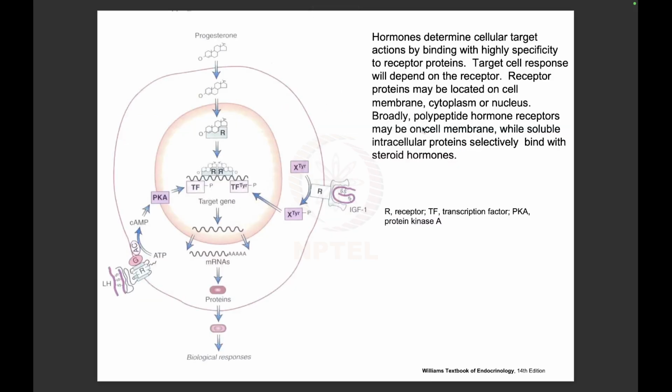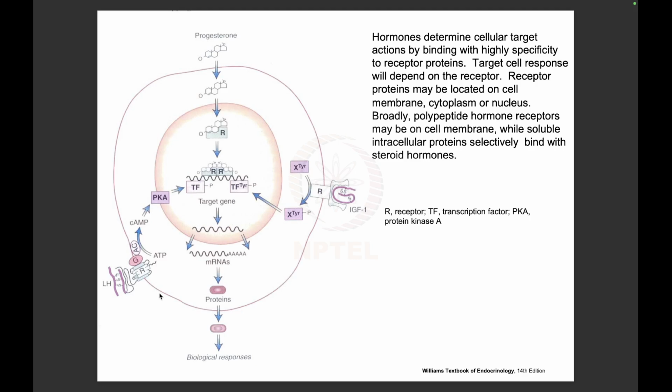Okay, so here, how are these hormones targeted to the cell? So this is a target cell. If it is a steroid hormone, it can easily cross the plasma membrane. It has a target inside the nucleus. Okay, it goes and binds to the receptor. The receptor is present inside the nucleus, and that receptor binds to the DNA and activates the transcription factor and allows the synthesis of the target gene under the influence of that hormone.